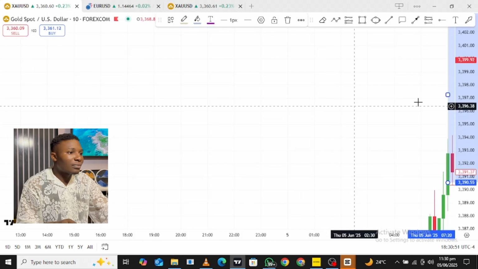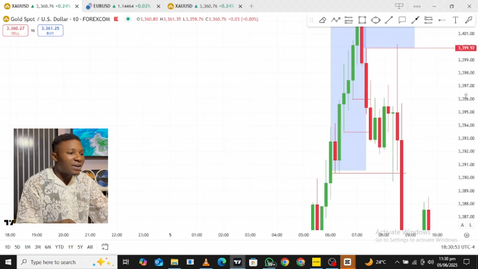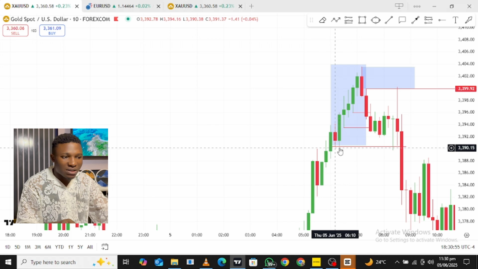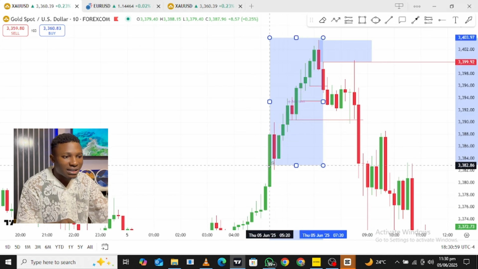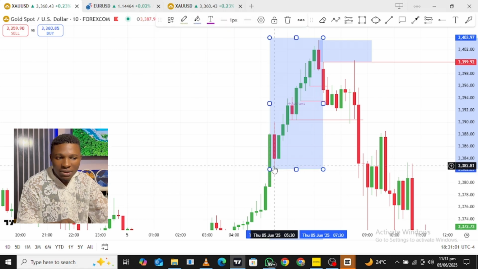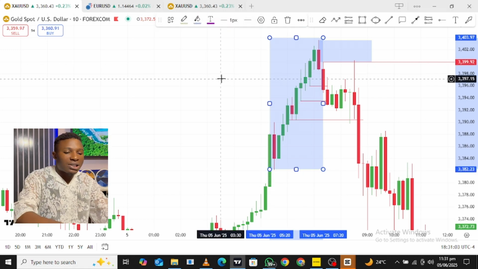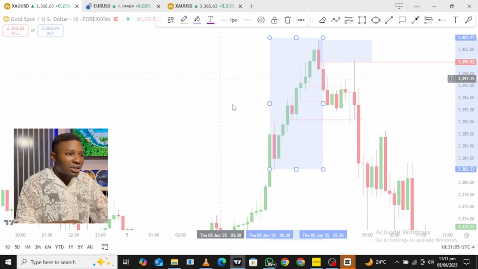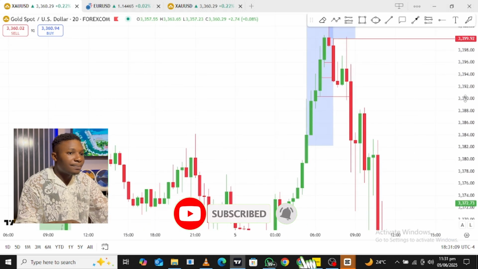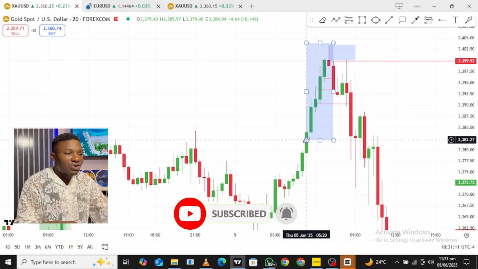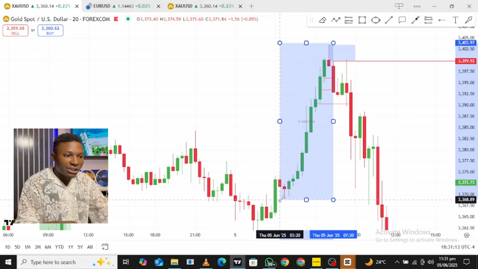Alright, so on this 10 minutes time frame right now, you can see that price ended up breaking this particular low. So this is not the range you're going to deal with in the market, from this particular low to this particular high. Let's go back to our 30 minutes time frame. On this 30 minutes time frame, can you see this is our range?